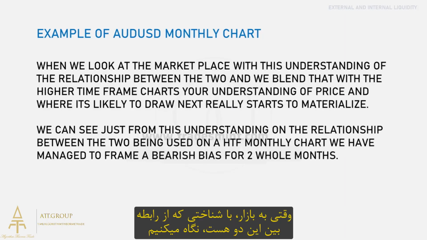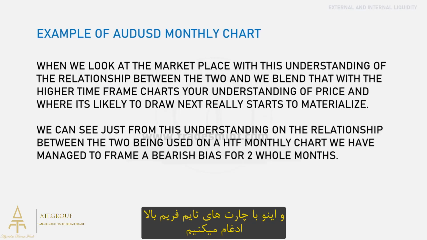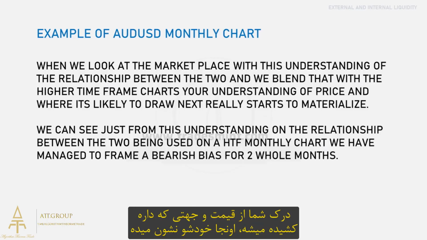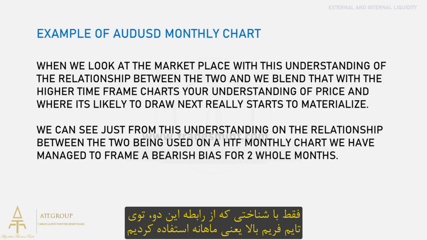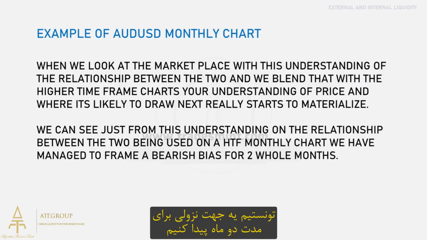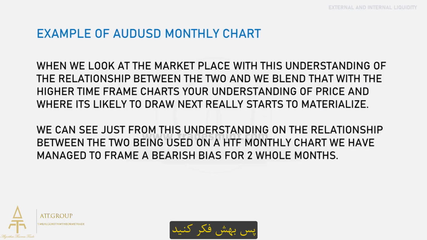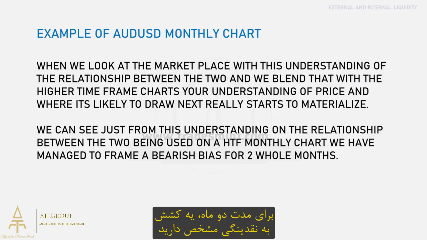When we look at the marketplace with this understanding of the relationship between the two, and we blend that with the higher time frame charts, your understanding of price and where it's likely to draw next should really start to materialize. We can see just from this understanding of the relationship between the two, used on a higher time frame monthly chart, we have managed to frame a bearish bias for the whole 2 months. So think about it, right? You can have a clear draw on liquidity for 2 entire months.